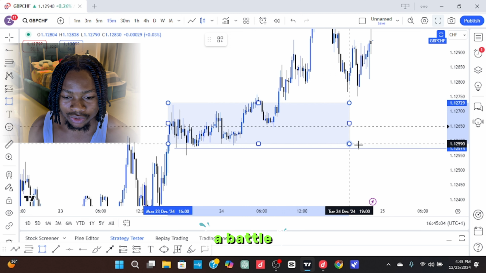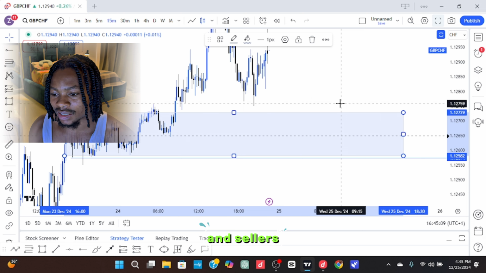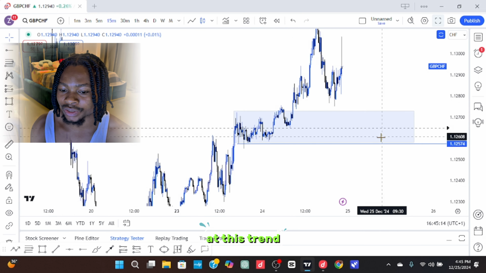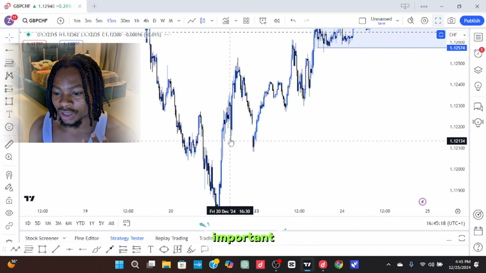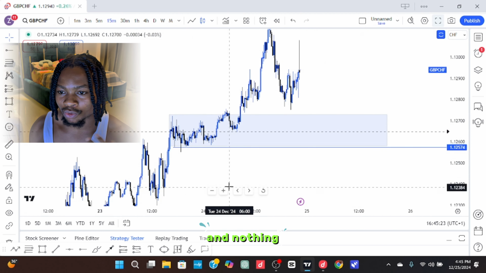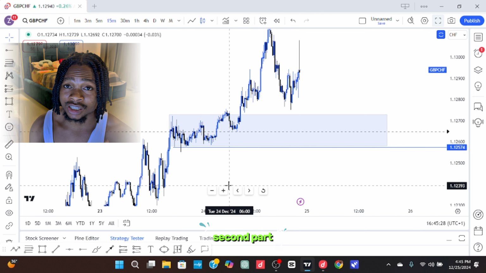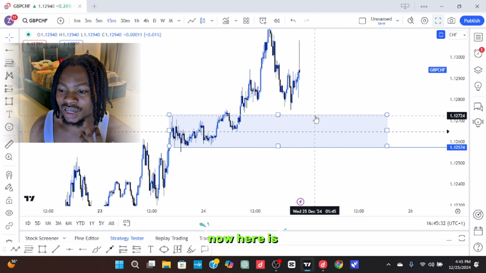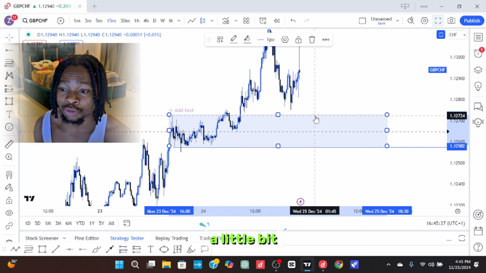because there was a battle, a lot of struggling between buyers and sellers at this point. So you can obviously tell just by looking at this trend right here that this is a demand zone, which is very important, just like down here and also down here. So now we have found out the second part, step 2, which is a demand zone. Now here is my demand zone, so it's becoming a little bit easier.